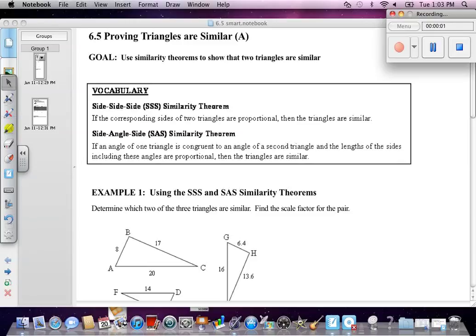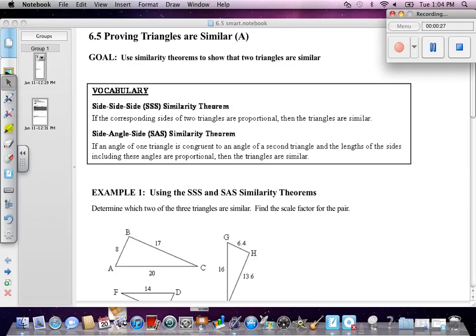All right, we're looking at proving triangles are similar. So the two new things we're learning that you probably want to put in your postulates and theorems sheet are the side-side-side similarity theorem: if the corresponding sides of triangles are proportional, then the triangles are similar. And side-angle-side similarity: if an angle of one triangle is congruent to an angle of a second triangle, and the lengths of the sides including these angles are proportional, then the triangles are similar.